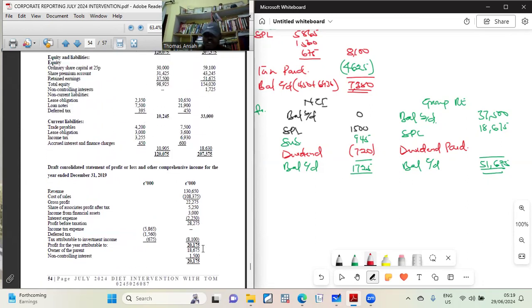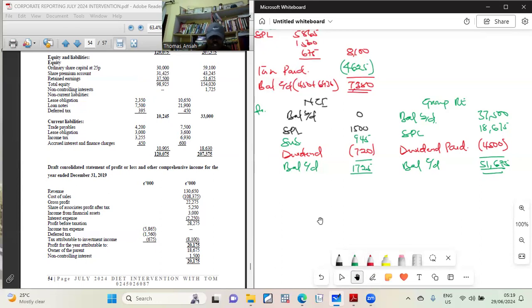So the dividend paid for this one, what is the difference? 37,500 plus 18,675, right? 18,675 from the sharing. Then I have 56. When I less 51,675, it means there's a dividend paid of 4,500. All right. So basically, this is that.